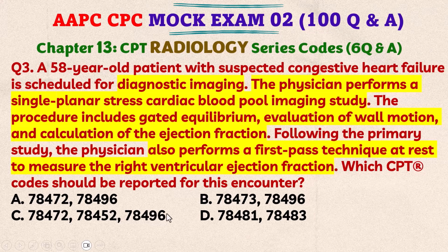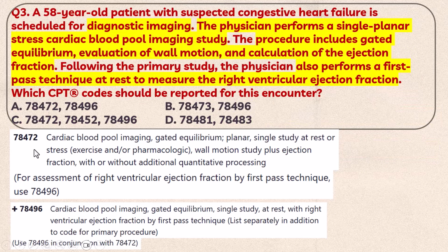But when you look at the answer, you can see the first code is 78472 and 78481, and the second code is almost similar. So you can use the elimination method for the exam purpose. So once you go to the code 78472, that says cardiac blood pool imaging, gated equilibrium, planar single study at rest or stress, wall motion study plus ejection fraction with or without additional quantitative processing. So that is the case here. So the first code will be 78472.